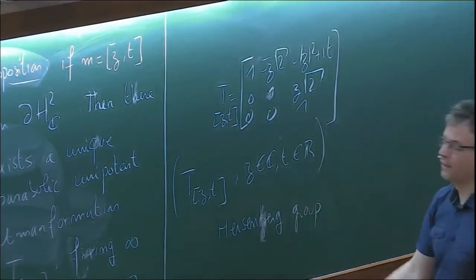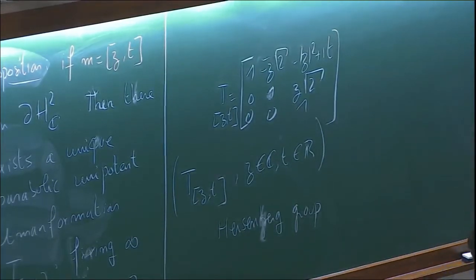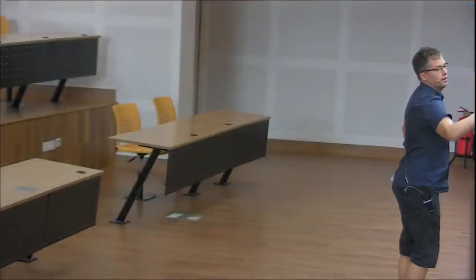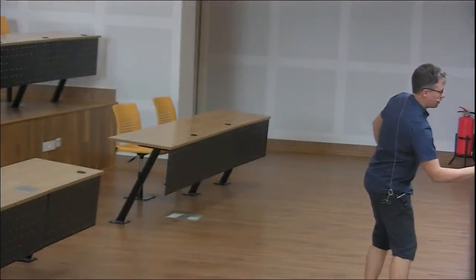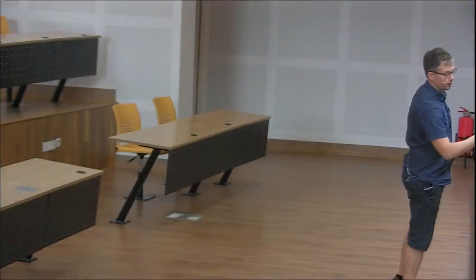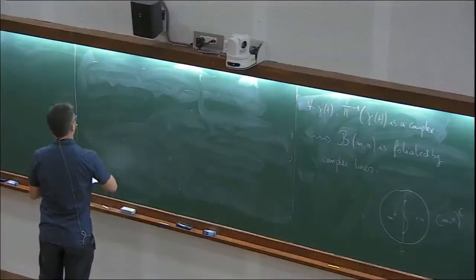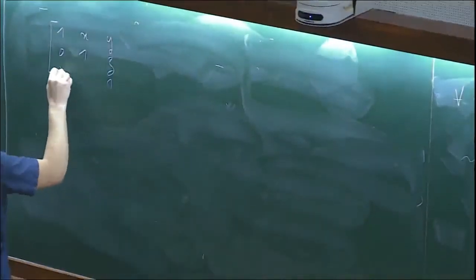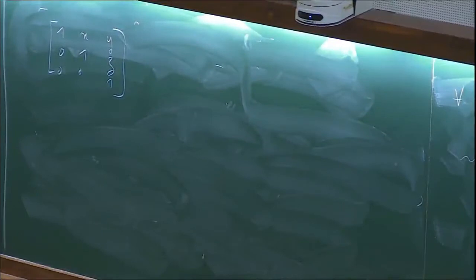Of course, it's not the usual way of describing the Heisenberg group. So you may have met this before. In general, we describe the Heisenberg group as a set of upper triangular unipotent matrices. So usually we have 1, x, z, 0, 1, y, 0, 0, 1. That's the three-dimensional Heisenberg group usually, but I'm claiming this is isomorphic to that one. And so your exercise is to find an isomorphism between them and describe the group law.